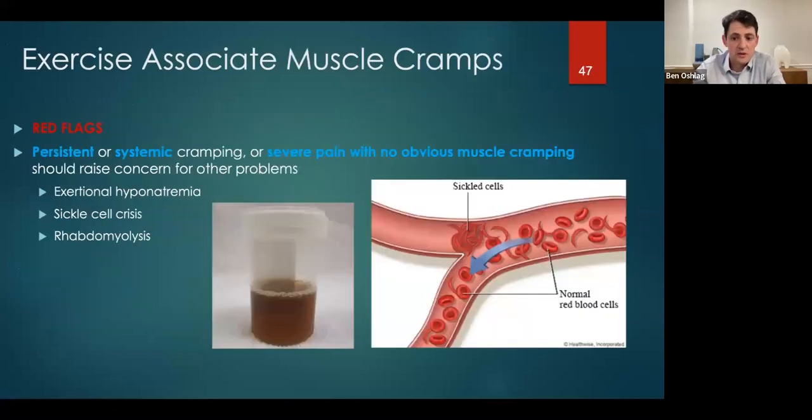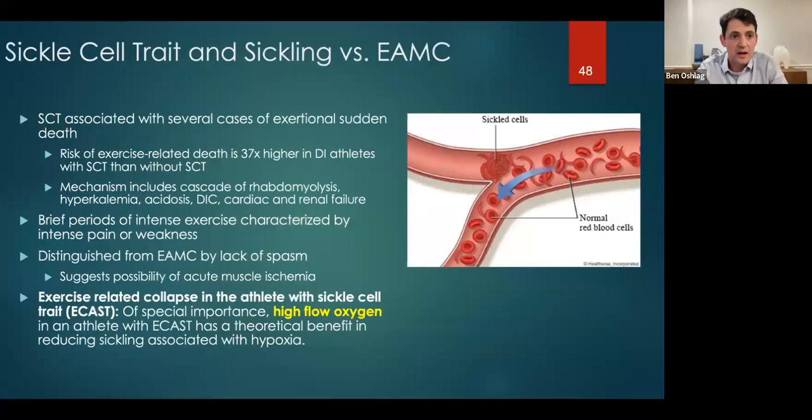One thing to be on the lookout for, though, if you have persistent or systemic cramping or severe pain with no obvious muscle cramping, should raise your concern for other problems. Do they have exertional hyponatremia? Are they having a sickle cell crisis? So not necessarily with someone with sickle cell disease, but sickle cell trait in athletes can be very concerning. I'll talk a little bit about that later. And rhabdomyolysis also something to consider.